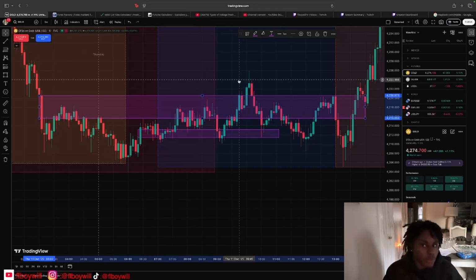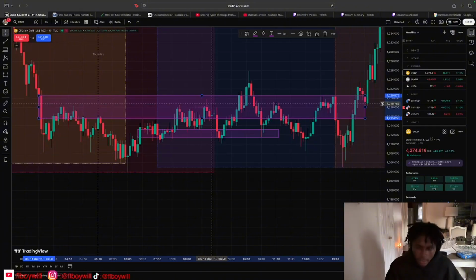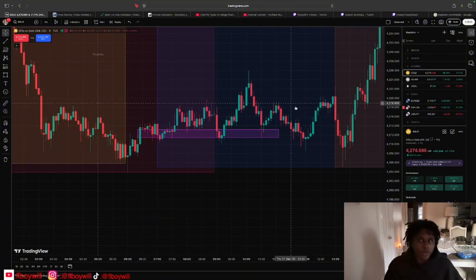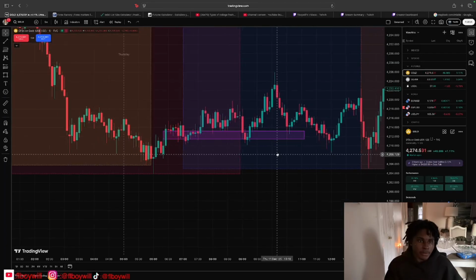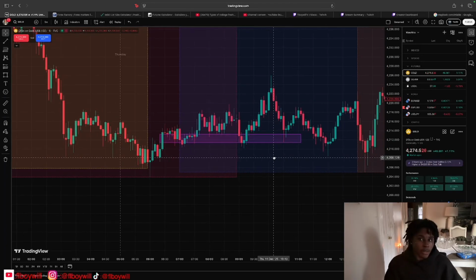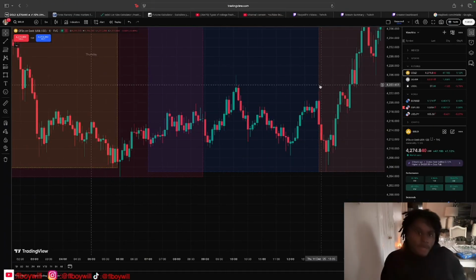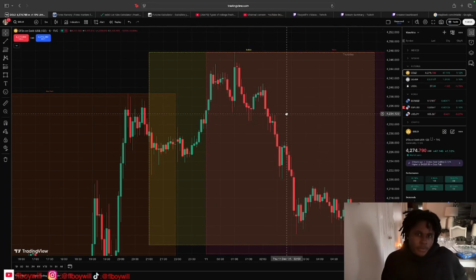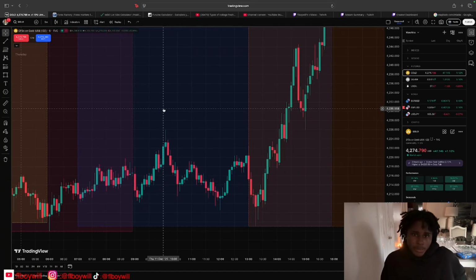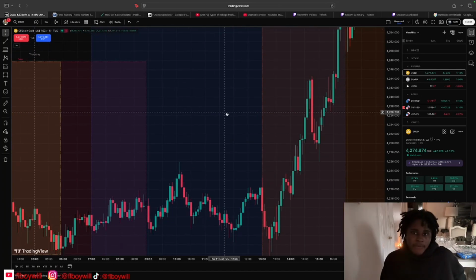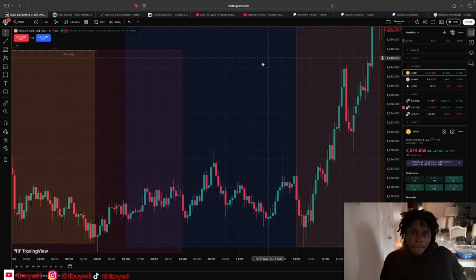It closed through. That's when you don't need this fair value gap no more. You can delete this. Once it closes through, this doesn't matter anymore, because it didn't do nothing to the market anymore. So y'all homework is find 10 fair value gaps and mark them out.